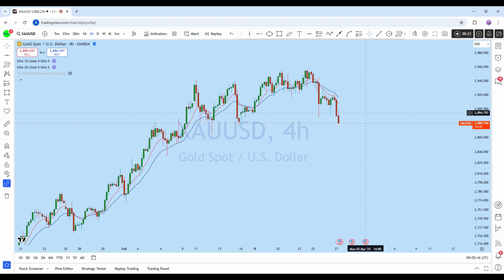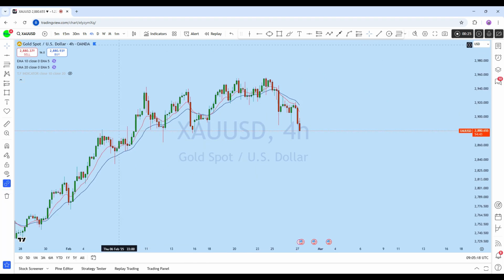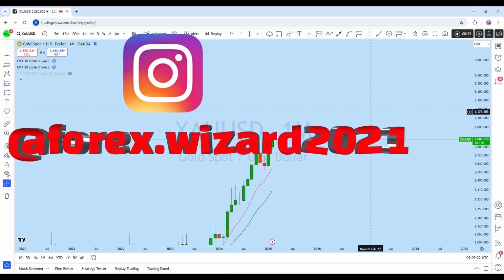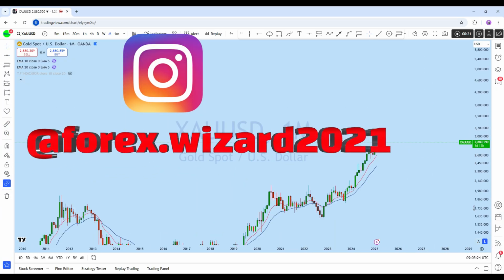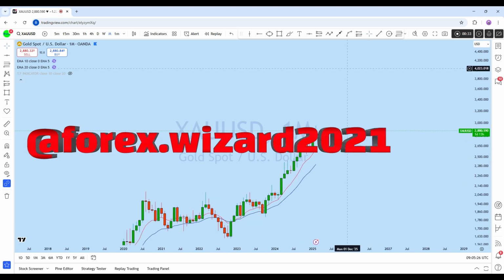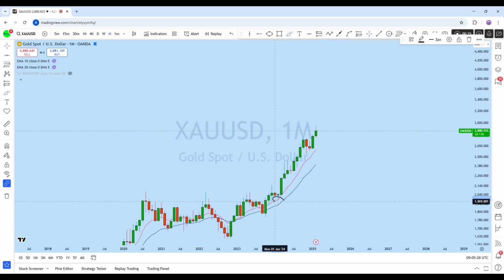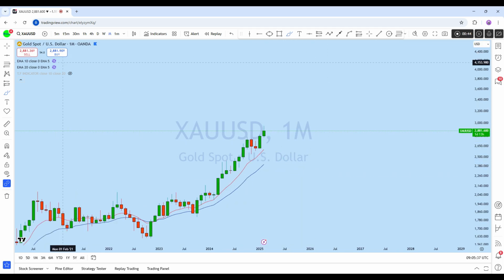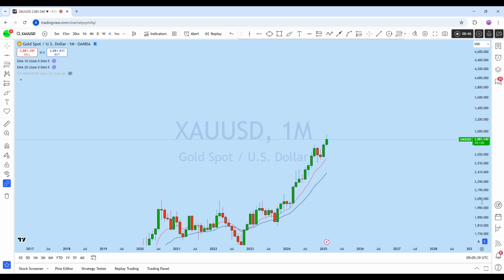Now, before we look at how we can trade this drop, let's quickly look at the monthly chart to see the overall picture in this market. From the monthly, we can see that this is a long-term bull market on XAUUSD. From this support level, there is a strong bounce followed by this pullback, and you can see another bounce followed by a deeper pullback.